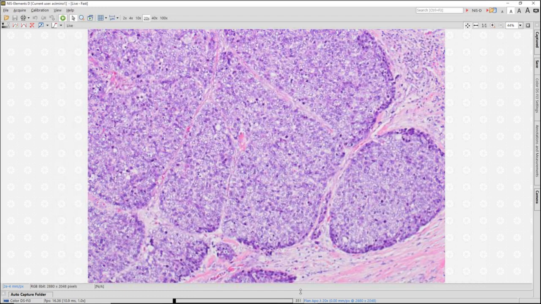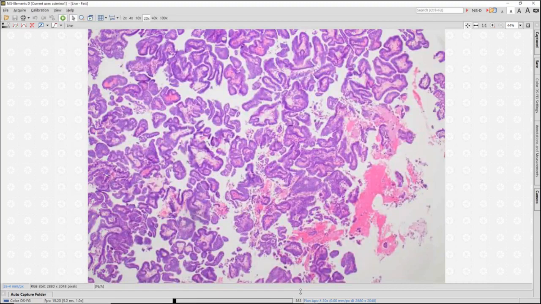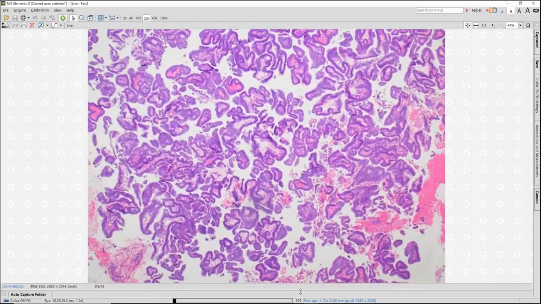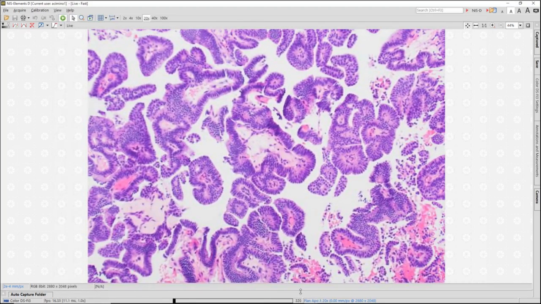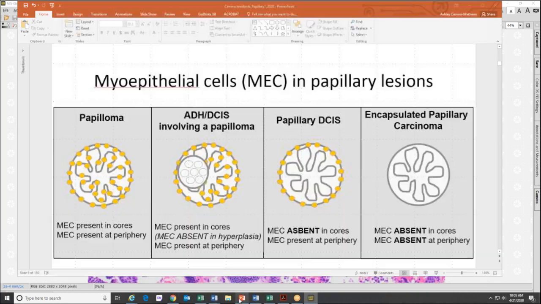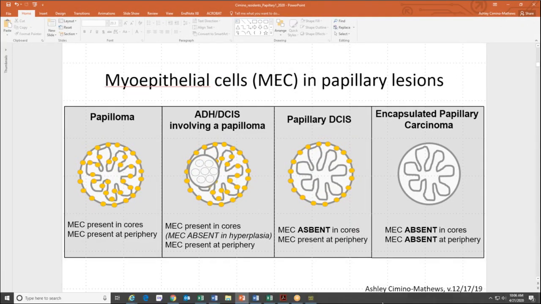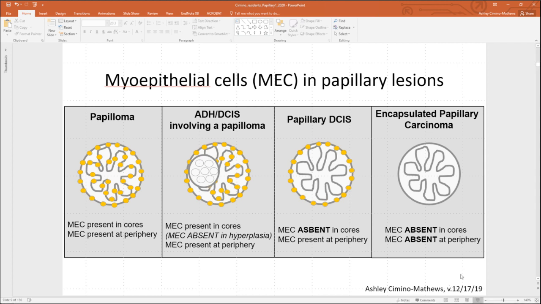So I'm going to end by putting up this nice slide again, core needle biopsy of a true encapsulated papillary carcinoma, blue from low power, arborizing delicate fibrovascular cores, no myoepithelial cells in the center or at the periphery. I always keep in my mind this particular image as, let me see, you can make it bigger somehow.